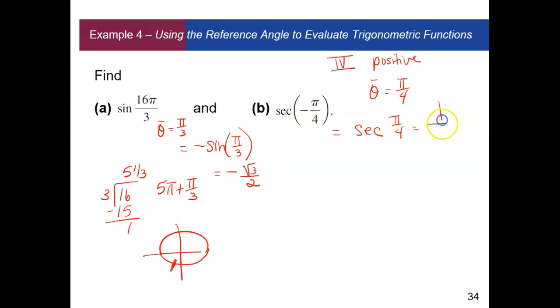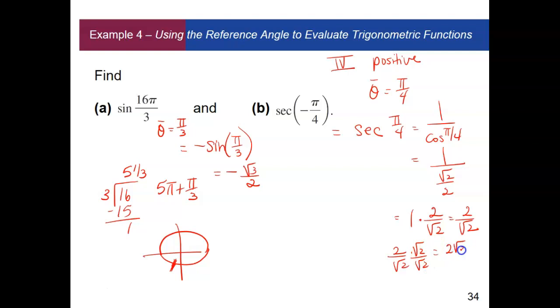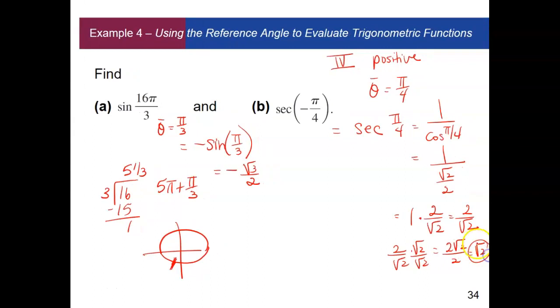And that is 1 over the cosine of pi over 4. So we know that the cosine of pi over 4 is the square root of 2 over 2. So we do keep, change, flip, and then may need to rationalize it. If we do keep, change, flip, we'll have 2 over the square root of 2. And then if I rationalize that, I'll multiply by the square root of 2 over the square root of 2, and we're going to end up with the square root of 2 for my answer.